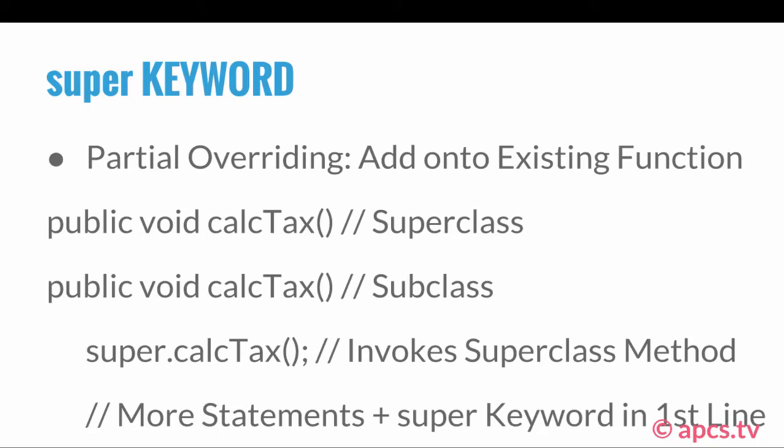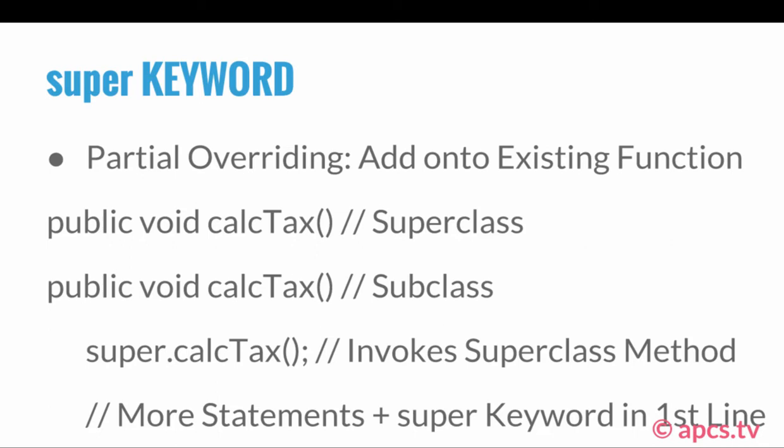Now in the subclass, let's say I want to override this method. If I want to override this method, in my subclass, I'll say public void calctax. And after that, I'll put in some new code which will override or have higher priority than the superclass method. And therefore, whatever code I type into the method in the subclass is the code that will be run. So that's how we override.